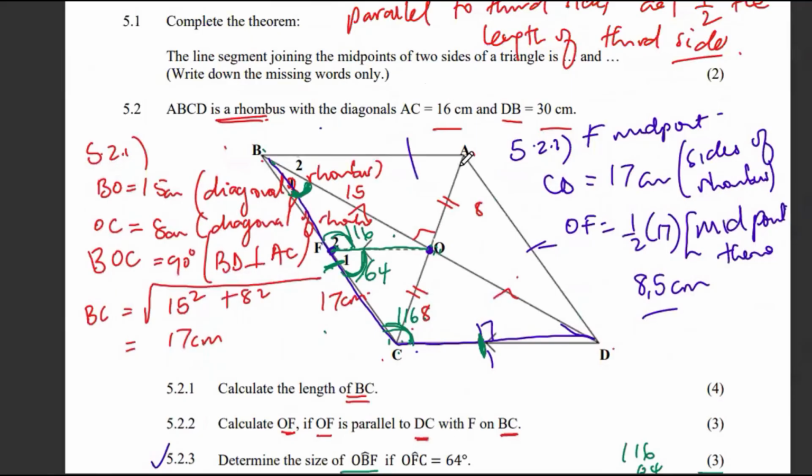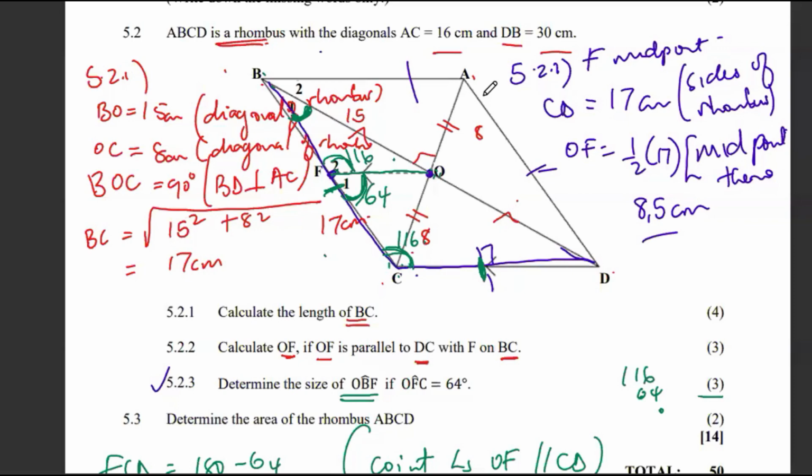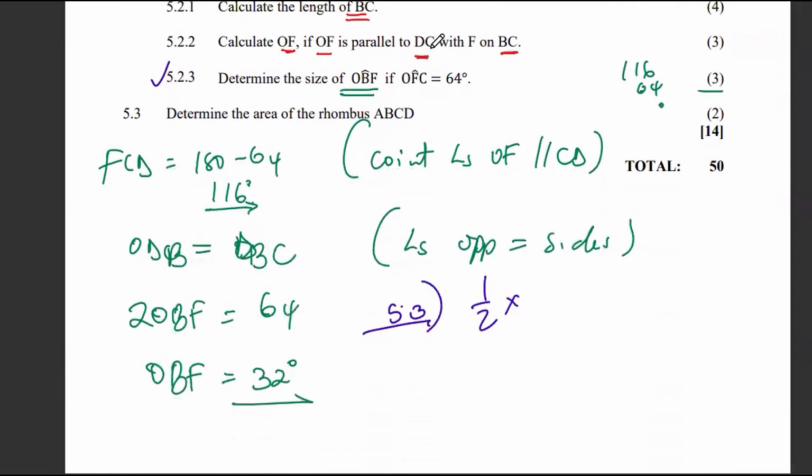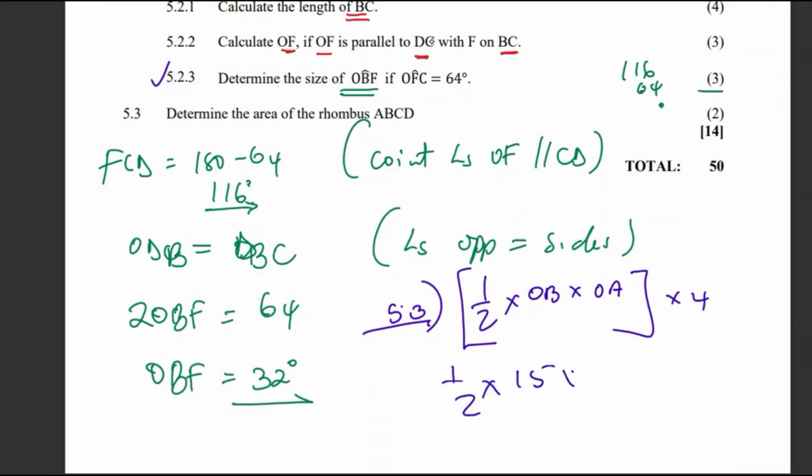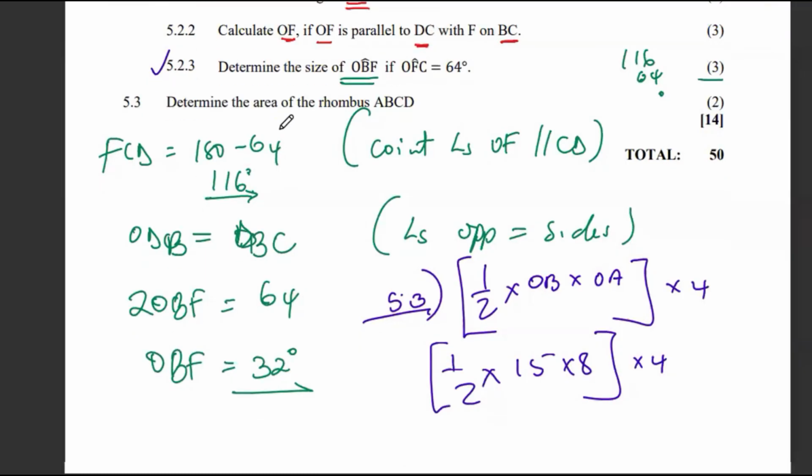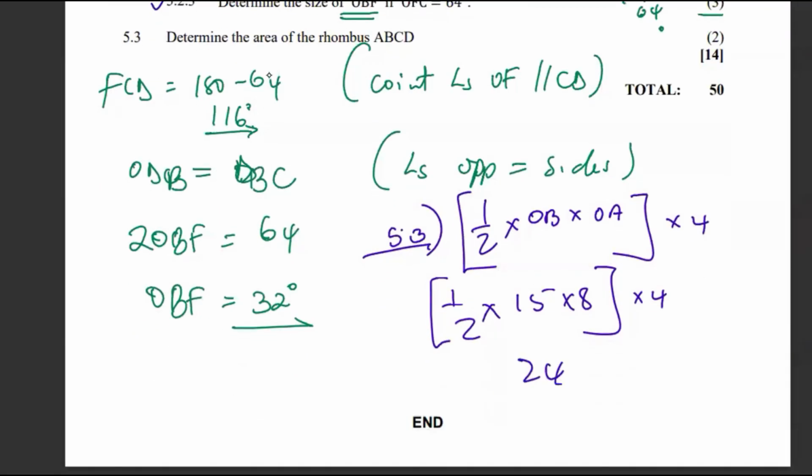Can do that. But alternatively, let me just get the area of just one triangle, because I have 8, I have 15. Get the area of this and then multiply everything by 4. So OB times OA, half of OB multiplied by OA. Then the answer I'll get will be times the 4 equal triangles. So a half times 15 times 8, which is 15 times 4, which is 60, 60 times 4, which is 240. So it's going to be 240 centimeters squared.